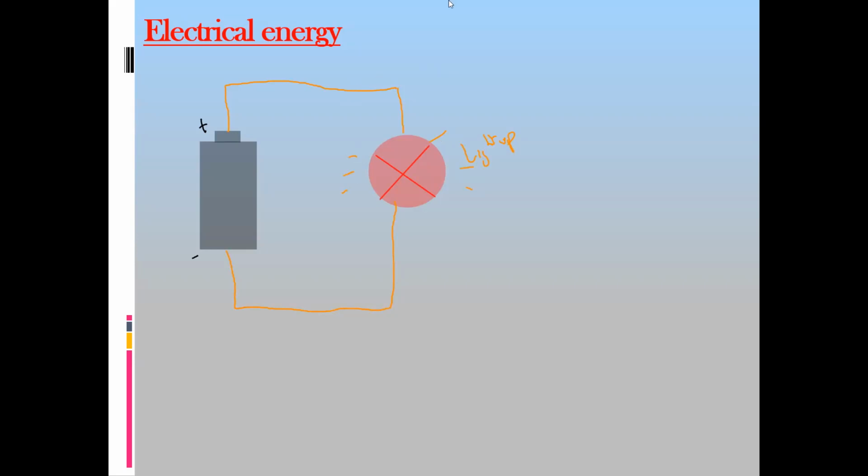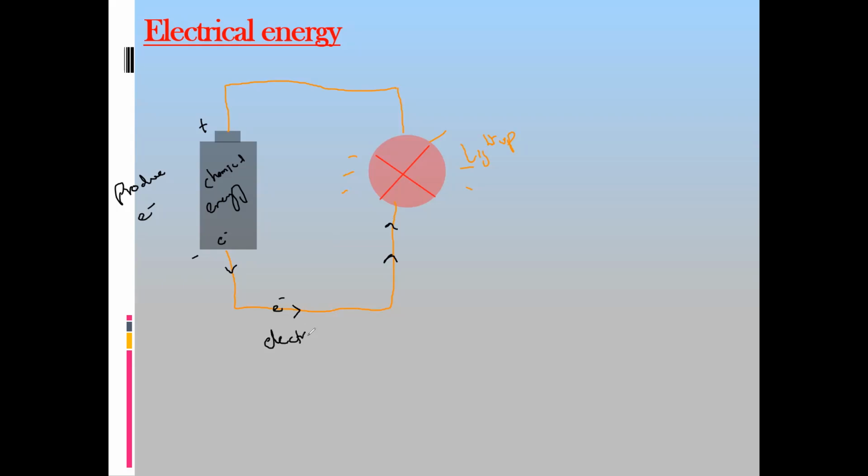Basically, inside a cell or a battery there is a chemical reaction. So which form of energy is there inside the cell? It has chemical energy, because a chemical reaction takes place inside the cell. Because of this chemical reaction, electrons are produced. And these electrons start to move. When these electrons flow in the wire, which form of energy do they carry?